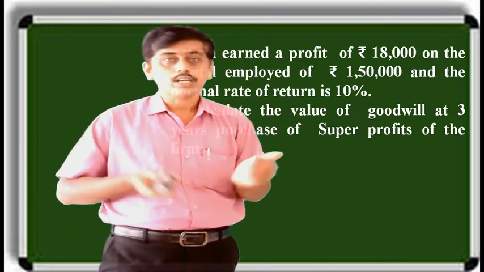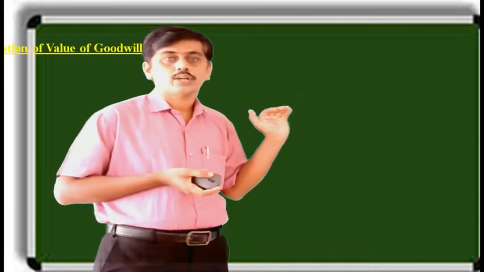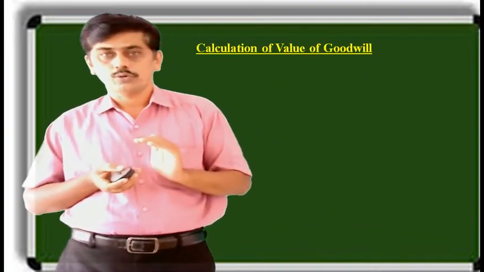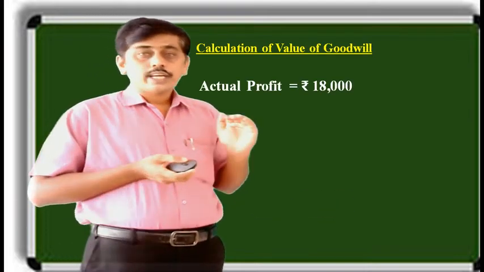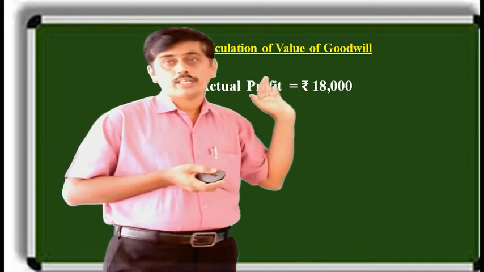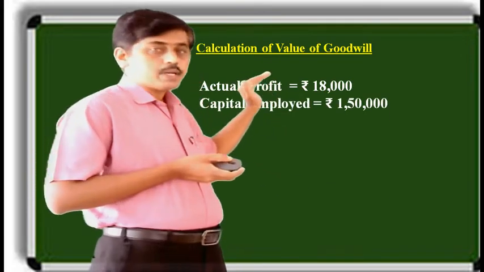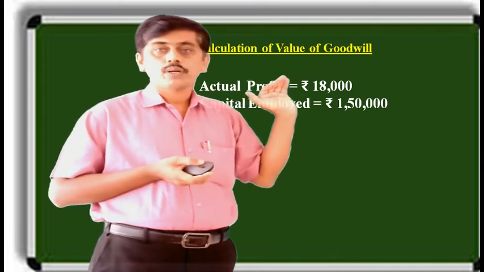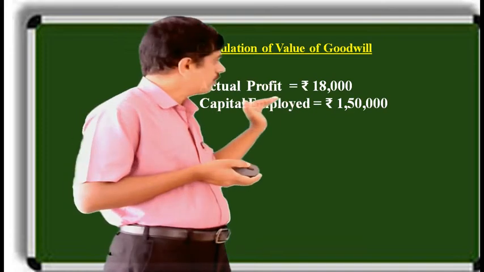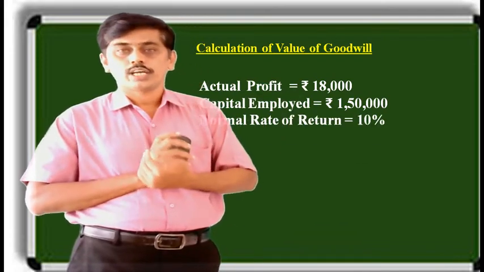Okay, shall we start? So take that in calculation of value of goodwill. We know that actual profit, how much? 18,000, given in the problem. Actual profit 18,000. Then capital employed, how much? Capital employed 1,50,000. And the normal rate of return is 10%.